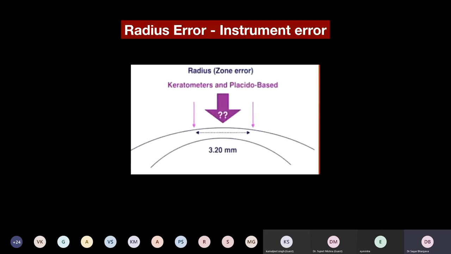So we know that keratometry measures at about 3.2 millimeters. In patients who have undergone RK, their area of flattening can be much less than 3.2. It may be just 2.5 or 2. So probably you will be missing the flatter zone if you are using these instruments, and this can actually lead to a faulty IOL power.